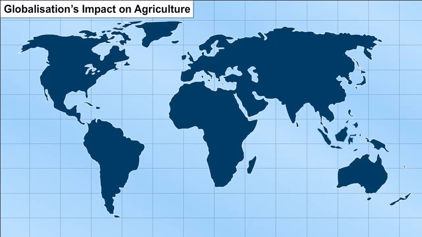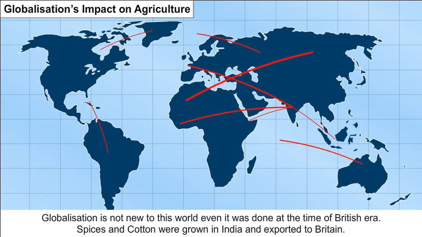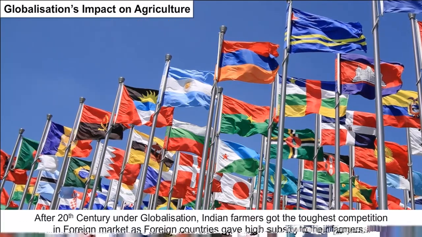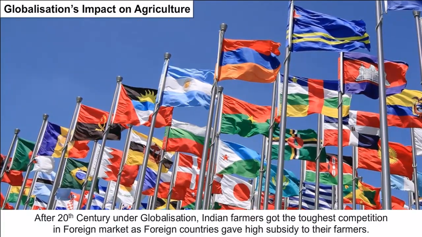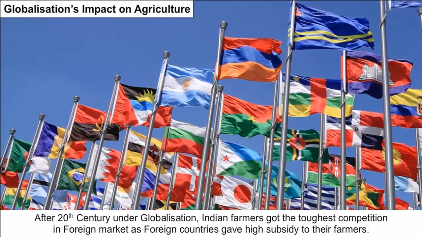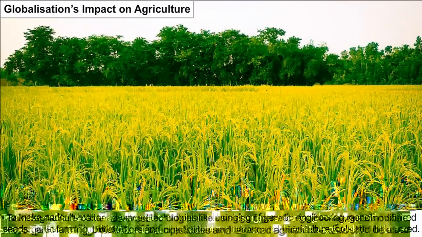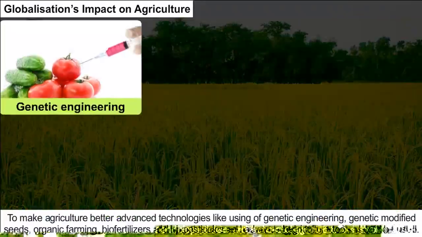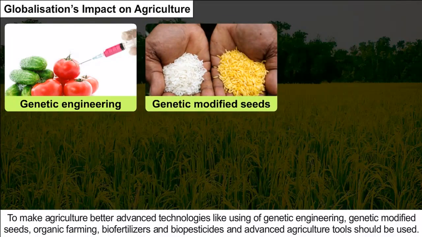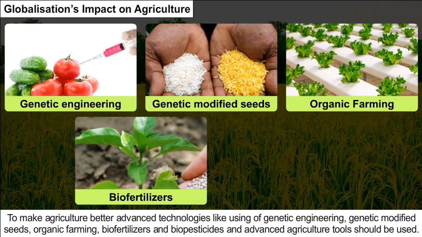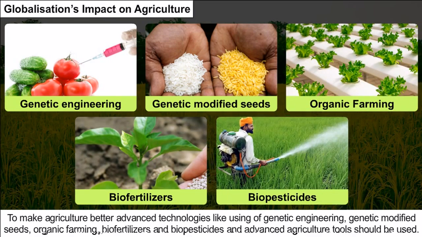Globalization's impact on agriculture. Globalization is not new to this world. Even it was done at the time of British era. Spices and cotton were grown in India and exported to Britain. After 20th century under globalization, Indian farmers got the toughest competition in foreign market as foreign countries gave high subsidy to their farmers. To make agriculture better, advanced technologies like using genetic engineering, genetic modified seeds, organic farming, biofertilizers, and biopesticides are advanced.